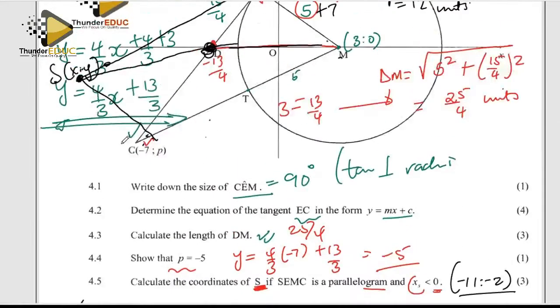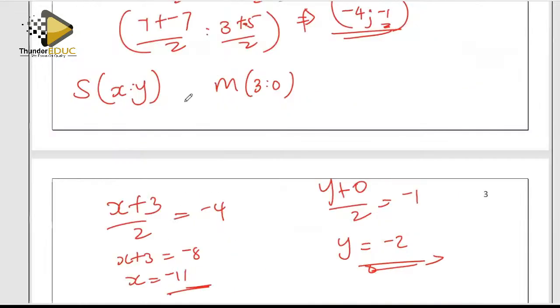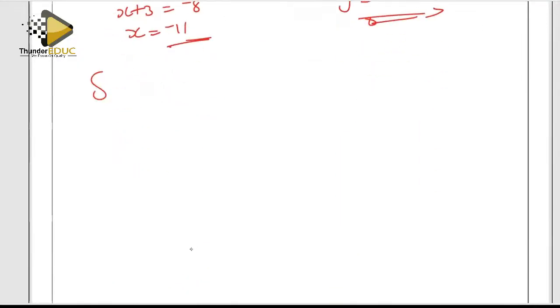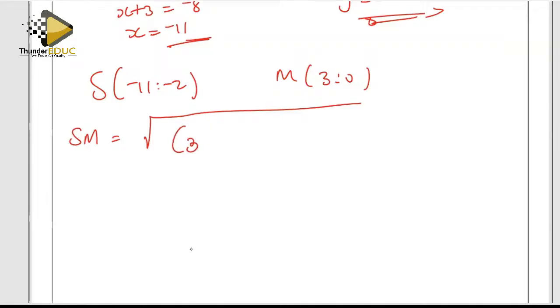So I'm going to look at this center and this coordinate S and see what the distance is. If the distance between S and M is smaller than 12, then it lies within. If the distance is bigger, then it lies outside. So we shall say that our S is negative 11 and negative 2, and our M is 3 and 0. The distance SM will be the square root of 3 minus negative 11 squared plus 0 minus negative 2 squared.